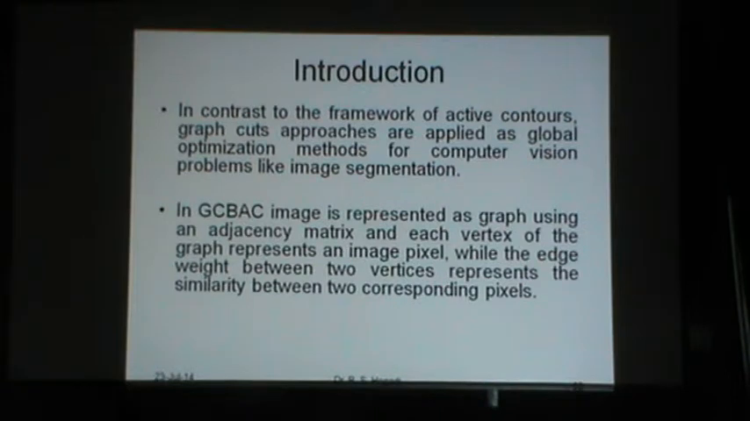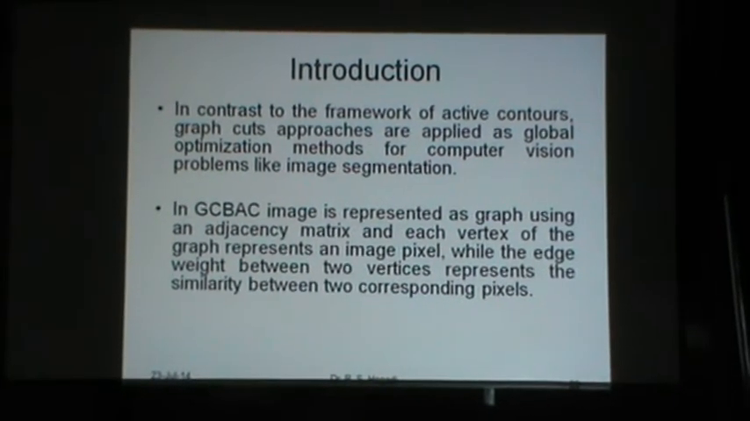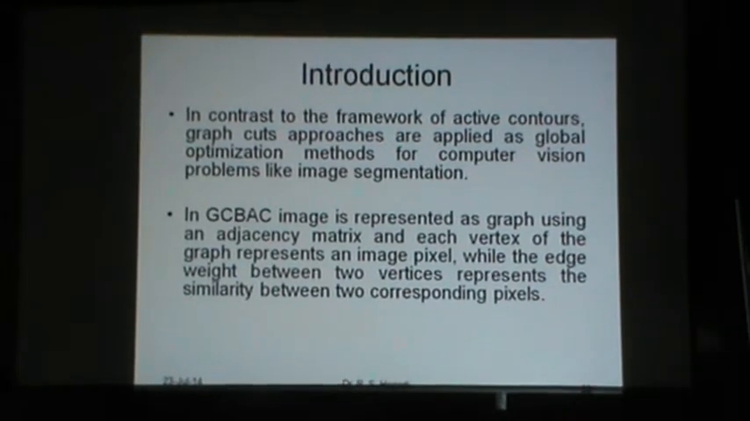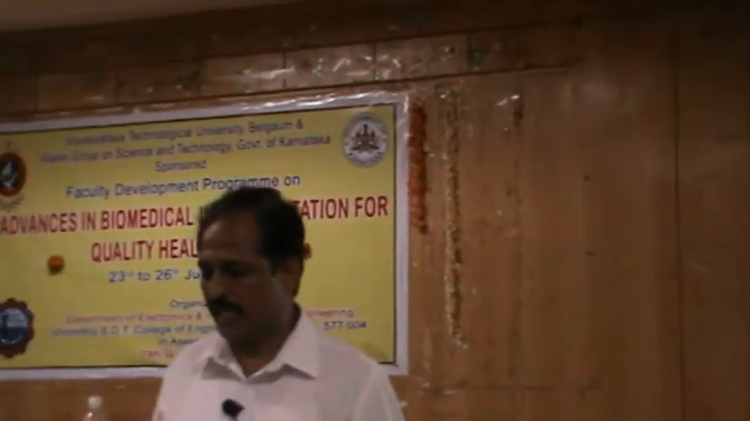Suppose one pixel has intensity 100 and another pixel has intensity 105, then the edge between both of them is 5, the difference in the intensity. If both pixels have the same intensity, then the edge distance, the distance between them, will be 0. So basically it is a kind of weighted graph where the relation between every vertex is measured in the form of weights. In contrast to the framework of active contours, graph cut approaches are applied as global optimization methods for computer vision problems like image segmentation.